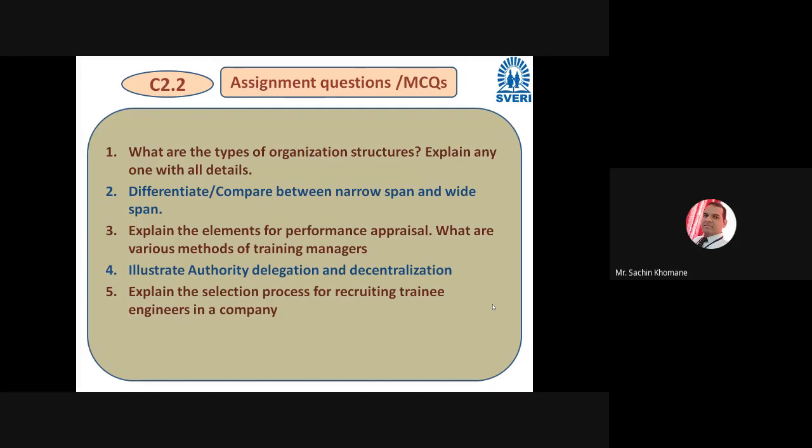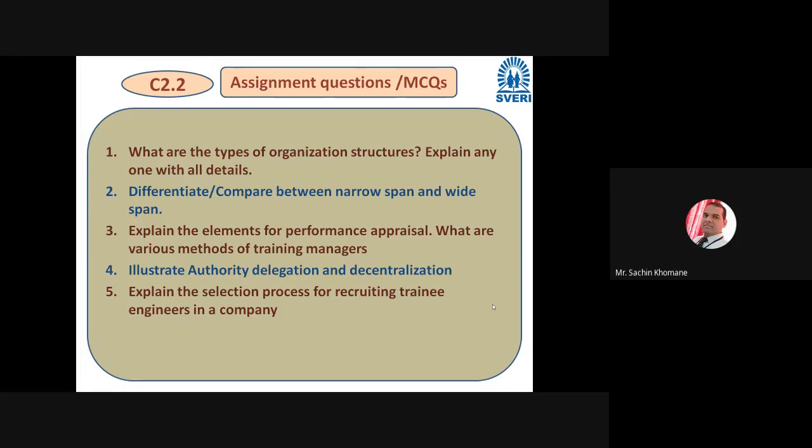So you have to write the 4 types, and you have to explain any one. You have to choose which is good for you. With the help of an organizational chart, you have to explain it. So it is an 8 mark question.